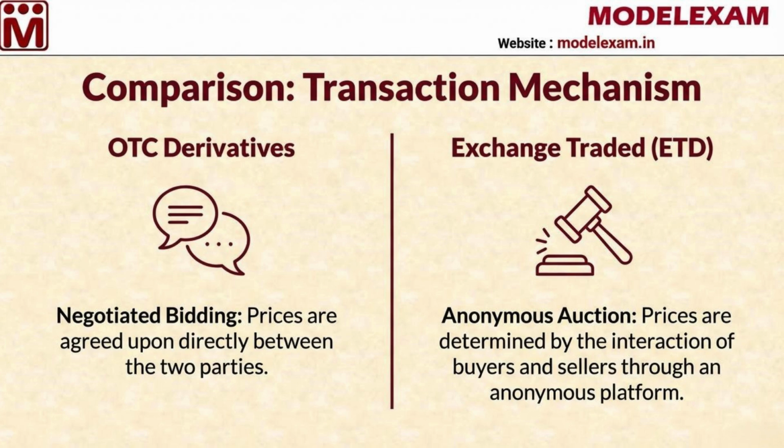Next up is the way prices are actually decided. In an OTC trade, prices are settled through a negotiated bidding process where two parties talk and agree on a number directly. On the other hand, exchange trading uses an anonymous auction where prices are set by the constant interaction of many buyers and sellers on a single platform.